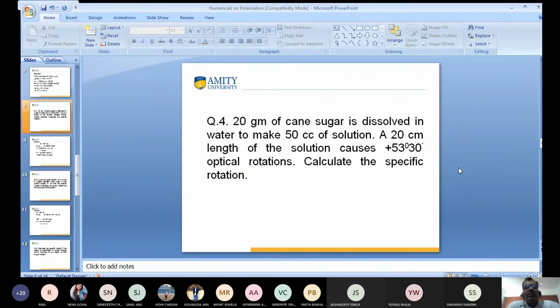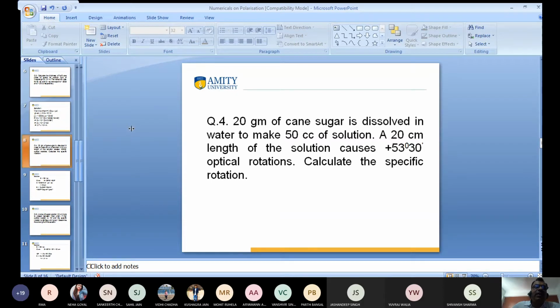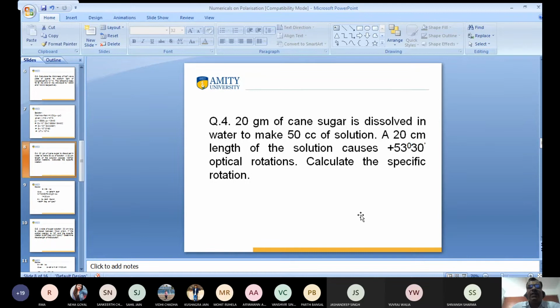This question is again about 20 gram of cane sugar dissolved in water to make 50 cc of solution. A 20 centimeter length of solution causes 53 degree 30 minute optical rotation. Calculate the specific rotation. This is a very important question, so I discuss it here. Do you get the formula? And tell me what is the answer.